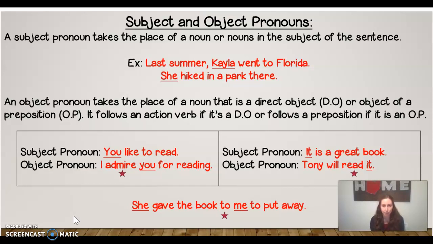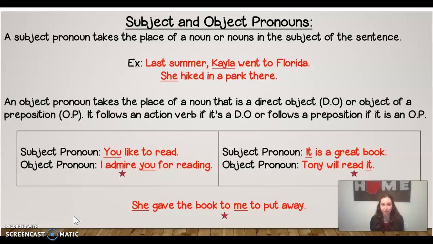She gave the book to me to put away. What do you think the subject pronoun of that sentence is? If you said she, you are correct. That's the subject pronoun of the sentence. What do you think the object pronoun of the sentence is?